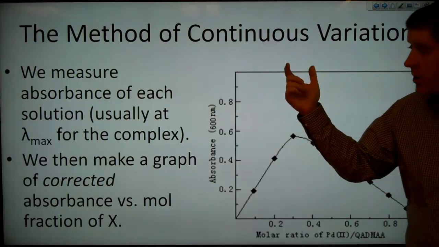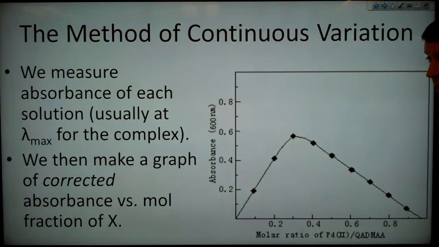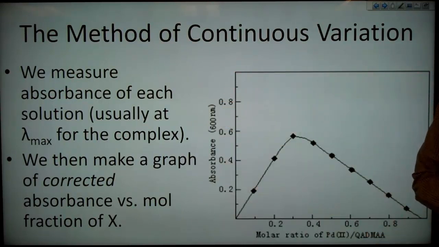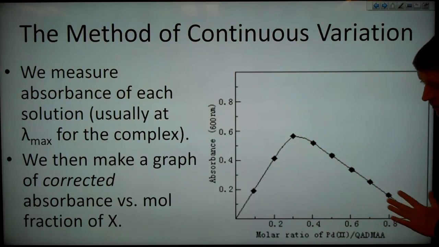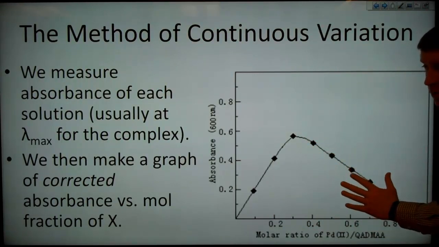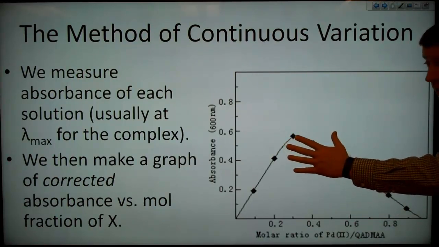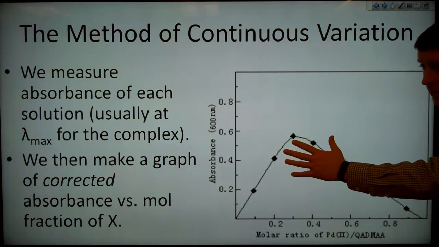So we measure the absorbance of each solution, usually at lambda max for the complex, and we then make a graph of corrected absorbance versus mole fraction of X. So here we have the mole fraction of X on the bottom. We have our corrected absorbance on the left side there, and you can see we've got some curve where each one of these points here represents the absorbance at some wavelength. Again, it's usually going to be the maximum absorbance wavelength for our complex.